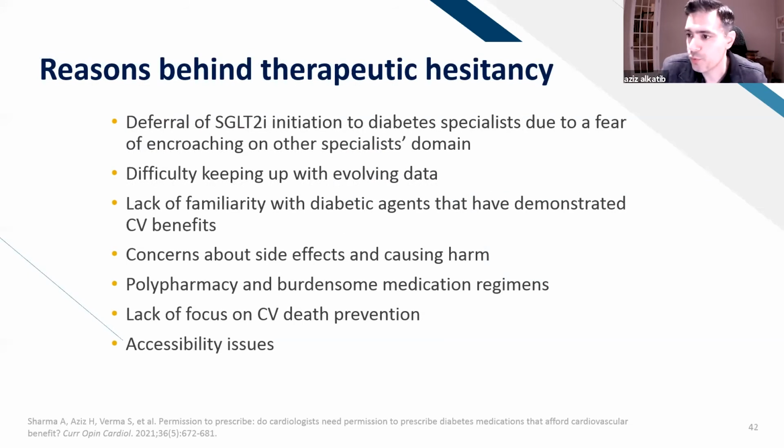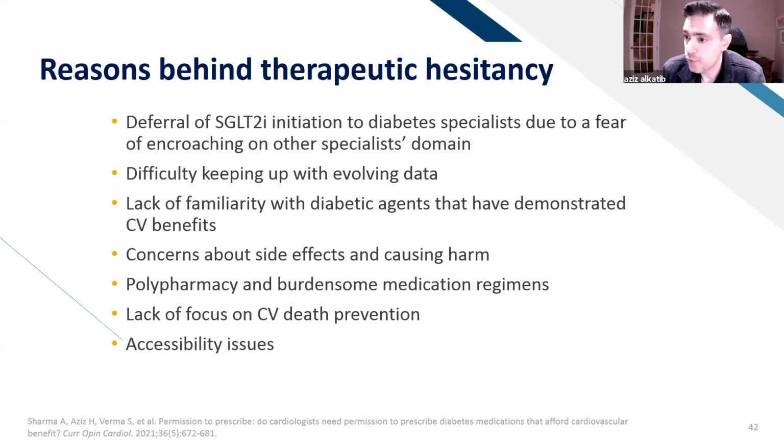And so what are the reasons behind the therapeutic hesitancy? And I'll freely admit I fell into one or more of these categories myself as a cardiovascular clinician. But wanting to defer the SGLT-2 initiation to a diabetes specialist due to fear of encroaching on their domain. Right? There's difficulty keeping up with the evolving data, and it is evolving rapidly. The trial data that I showed was really just a small fraction of the available data that's out there.